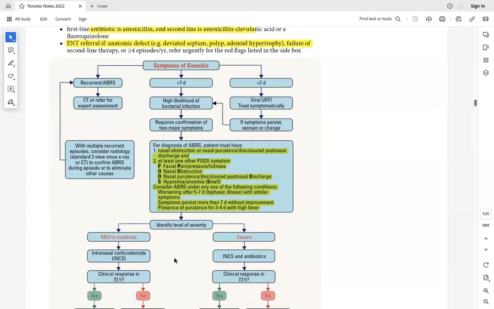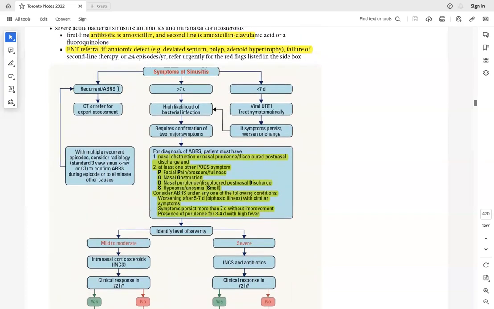So this is it. If the patient has recurrent, then what do we have to do? We have to refer or do the CT scan. And what is recurrent? With multiple recurrent episodes, consider radiology, that is X-ray of the sinuses or CT scan to confirm ABRS during episodes or to eliminate other cause.